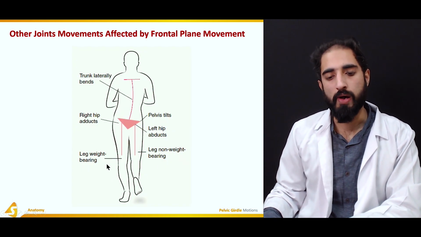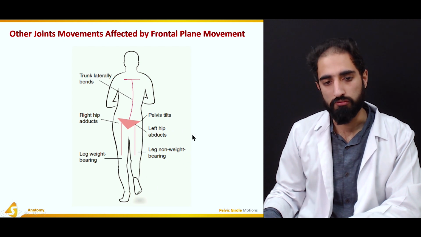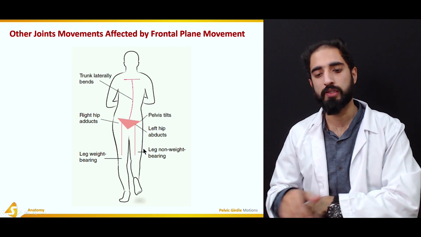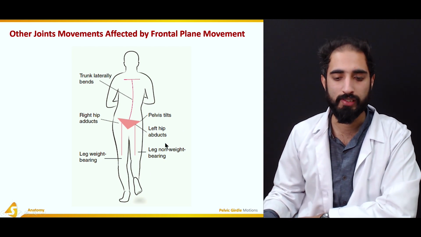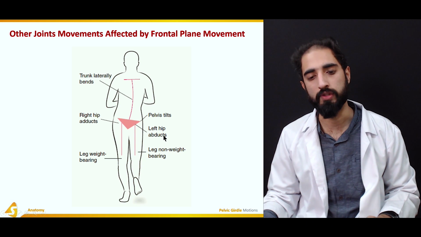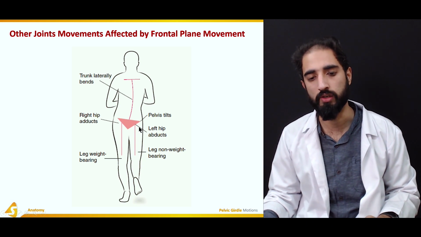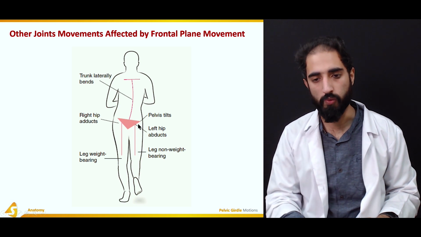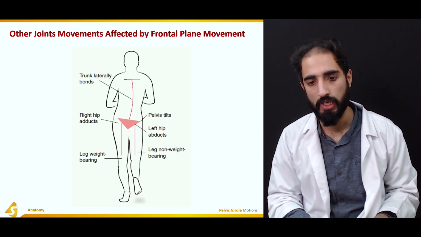Moreover, when we talk about the other joints which are being affected, not only is there a pelvic tilting, but with the pelvic tilting there's abduction at the level of the hip, as well as contralateral rotation at the level of the spine in the frontal plane.